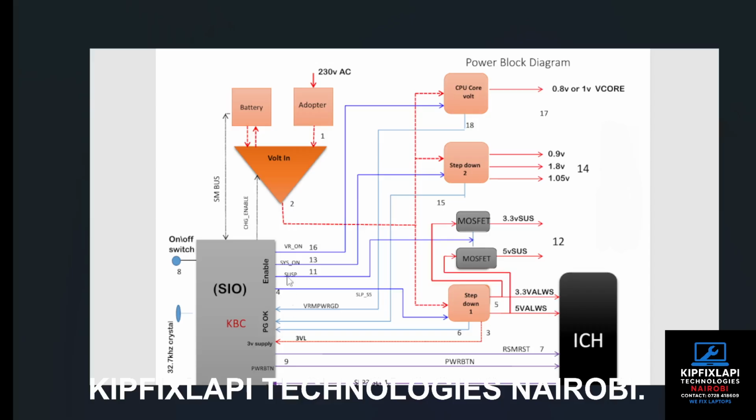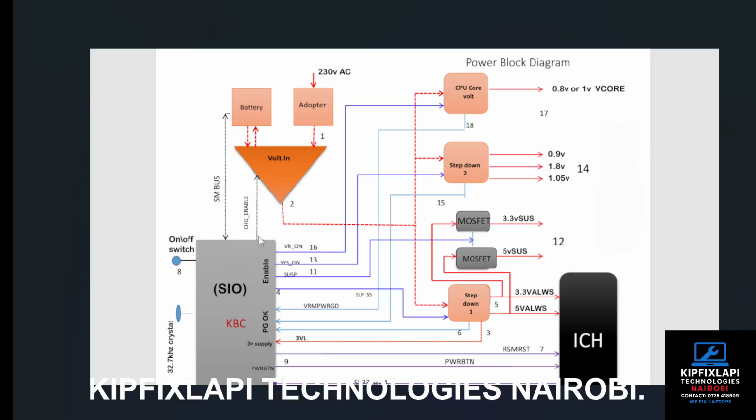This IC is responsible for giving us information about the battery, whether it is fully charged, not charged, and any other information we need from the battery. The SM line also contains the signals used to monitor the temperature of the battery, and this SM bus has three lines: the temperature line, clock line, and data line. All of those are responsible for communication between the battery and the main SIO.